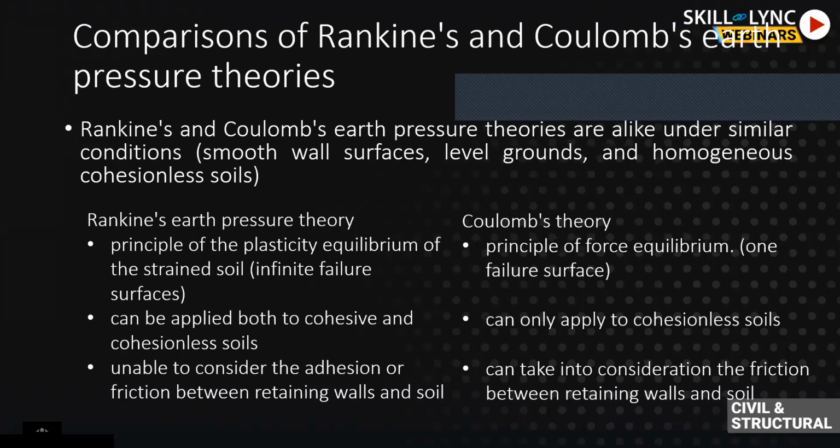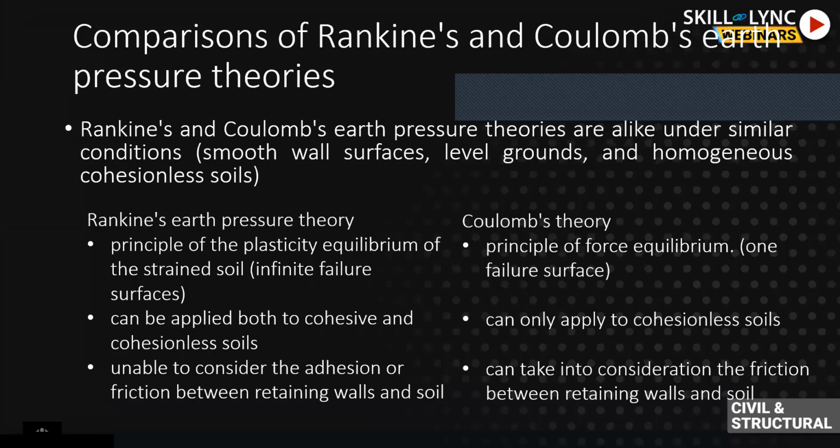Rankine's and Coulomb's earth pressure theories are alike. That means they give similar results under similar conditions. So what are those similar conditions? Smooth wall surface, level ground, and homogeneous, cohesionless soils. Rankine's and Coulomb's theories also have some differences.